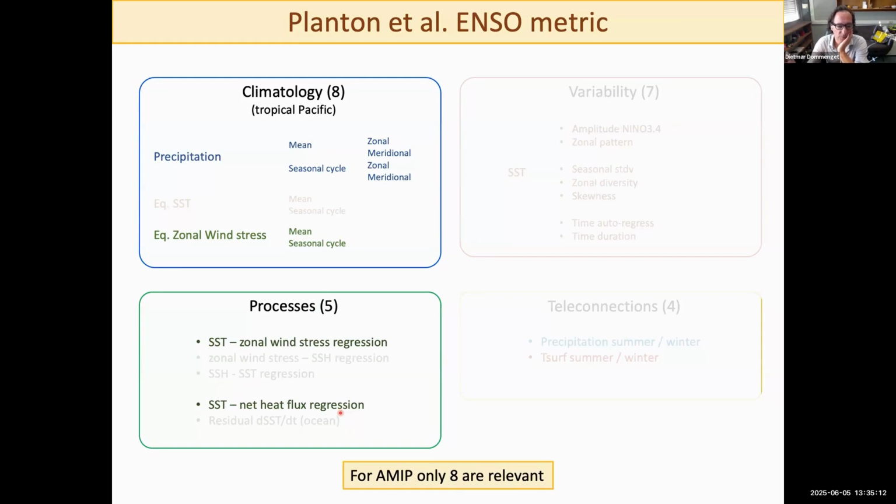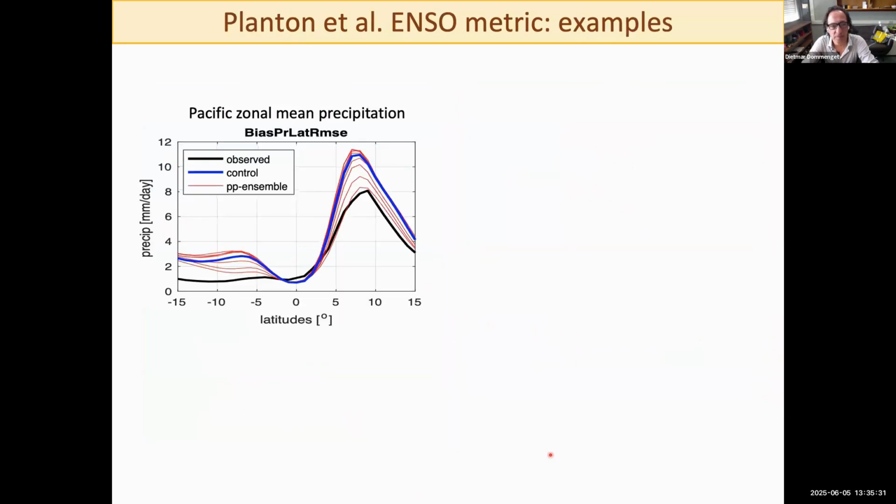I will simplify this. So we start with AMIP. In AMIP, we really have only 8, because many of these, like the SST variability, we cannot evaluate. They are prescribed. And the teleconnections I'm ignoring because I'm interested mostly in ENSO dynamics and not teleconnections. So we have just a limited number of parameters, 8 of them, that we are discussing.